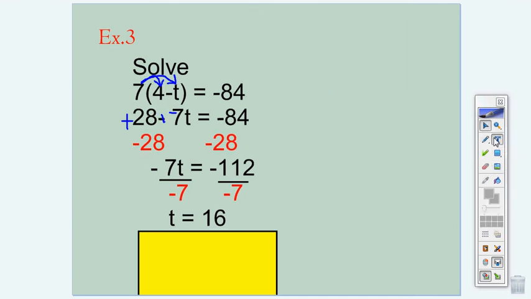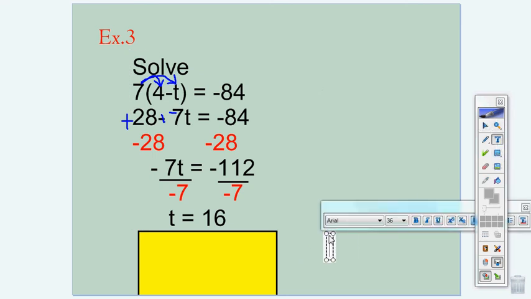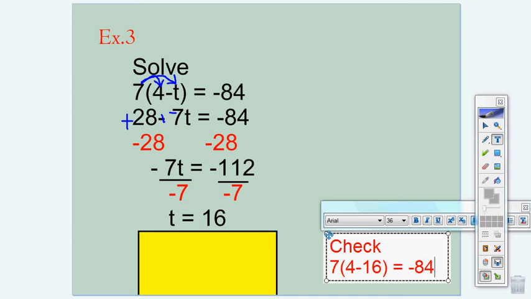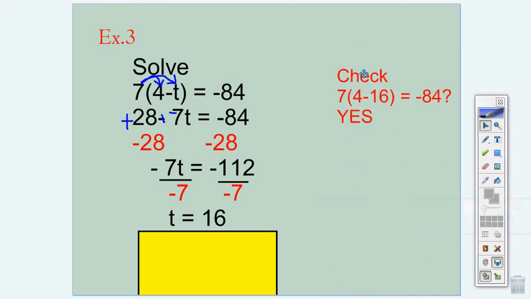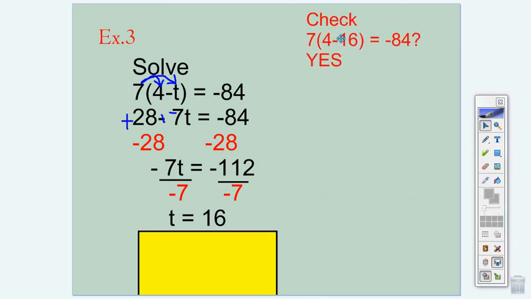Just to prove this one, so I'm not lying to you, and you guys are going to check for me. Check: is 7 times the quantity 4 minus 16 equal to negative 84? Yes? Good. They say yes. All right, then that's all she wrote.